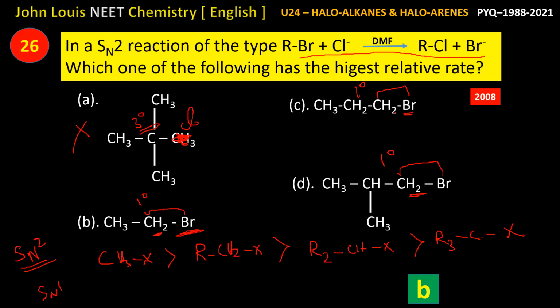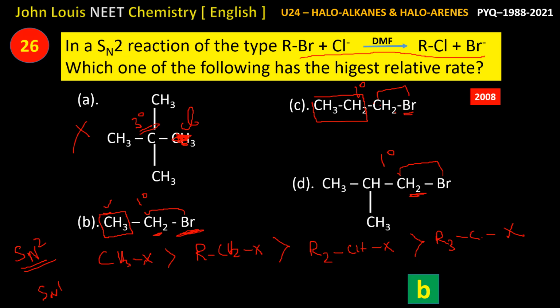We need to understand another simple rule: in an SN2 reaction, small groups on the carbon atom attached to the halogen are favored. Here, bromine is bonded to this carbon, which is attached to only a methyl group. This has only 1 carbon. Whereas here, bromine is attached to a carbon which in turn is attached to an ethyl group, which has 1 carbon more than the previous one. Therefore B will be faster.